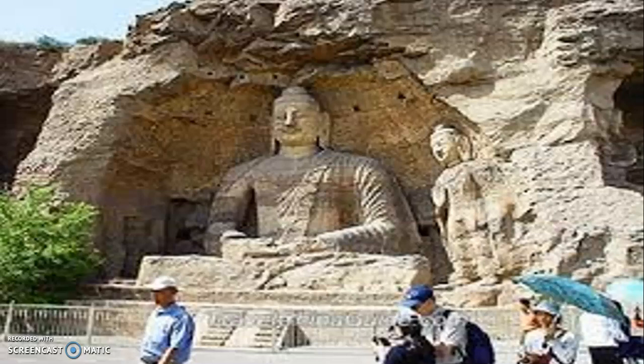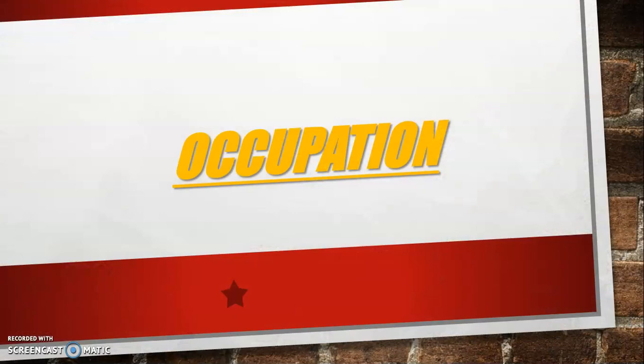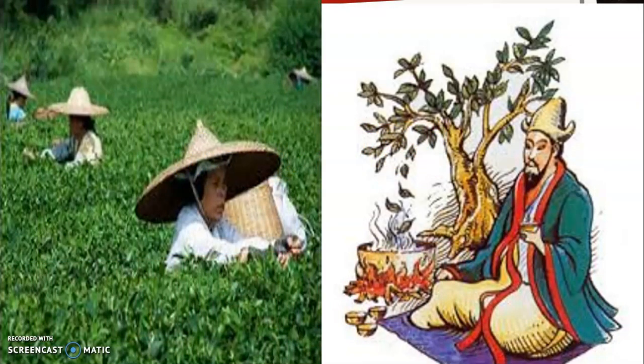Now come to the next topic, occupation. In Chinese civilization, most of the people were farmers. In China, land was very fertile. It helped to increase crop production. Rice, wheat, barley, sorghum, millet, soybeans, and tea were the main crops.